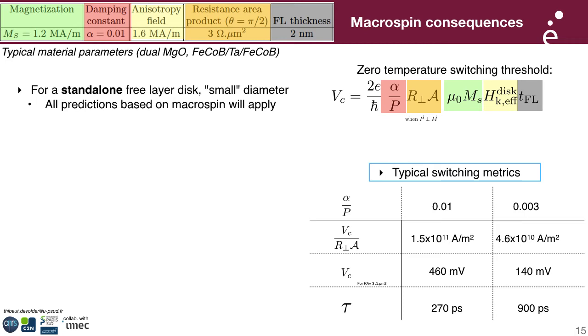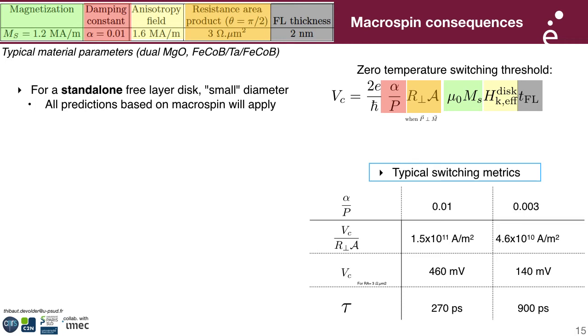this is a magnetization of the order of 1 Tesla, and a damping factor of the order of 10 to the minus 2. And if you take the typical material properties and calculate the typical switching metrics, you see that in practice you expect a junction to switch at typically half a volt and to have a natural timescale tau that is a fraction of a nanosecond, from 1/3 to 1 nanosecond.